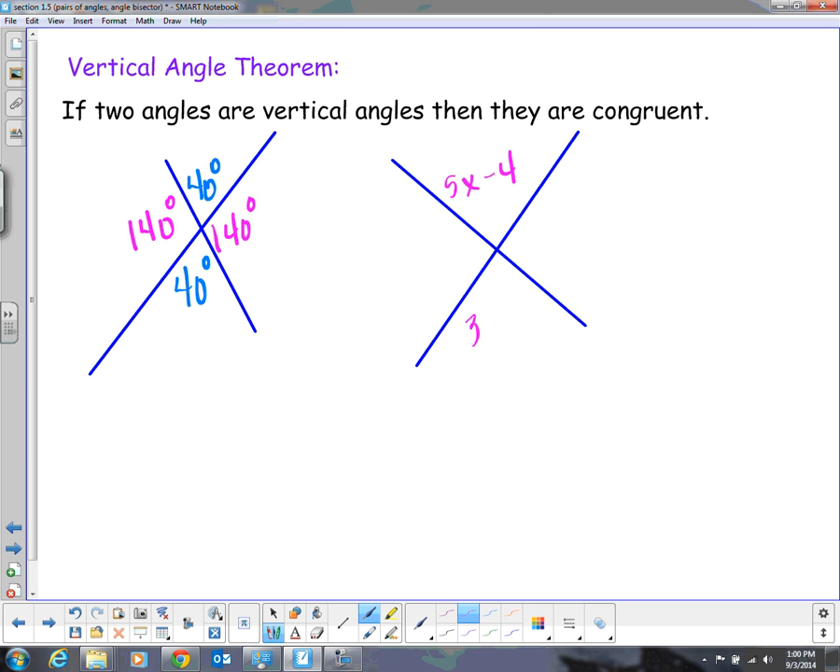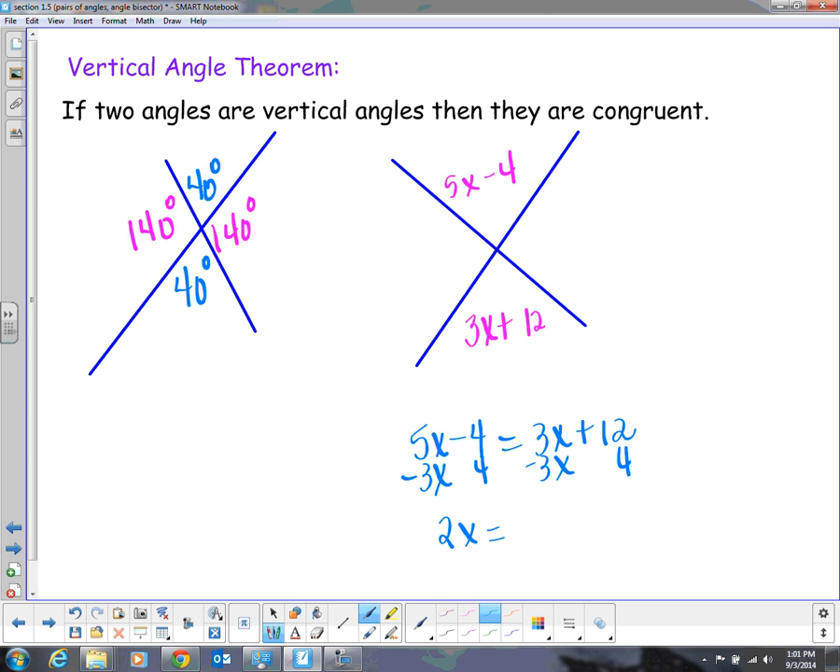If I put two intersecting lines up here again, and I tell you that this is 5x minus 4, and this is 3x plus 12, these are vertical angles. The vertical angle theorem says they're congruent. So you would write 5x minus 4 equals 3x plus 12. Then you would solve this equation. I subtracted 3x and I'm adding 4, so I'm going to end up with 2x equals 16. I'm going to divide by 2. I get x equals 8.